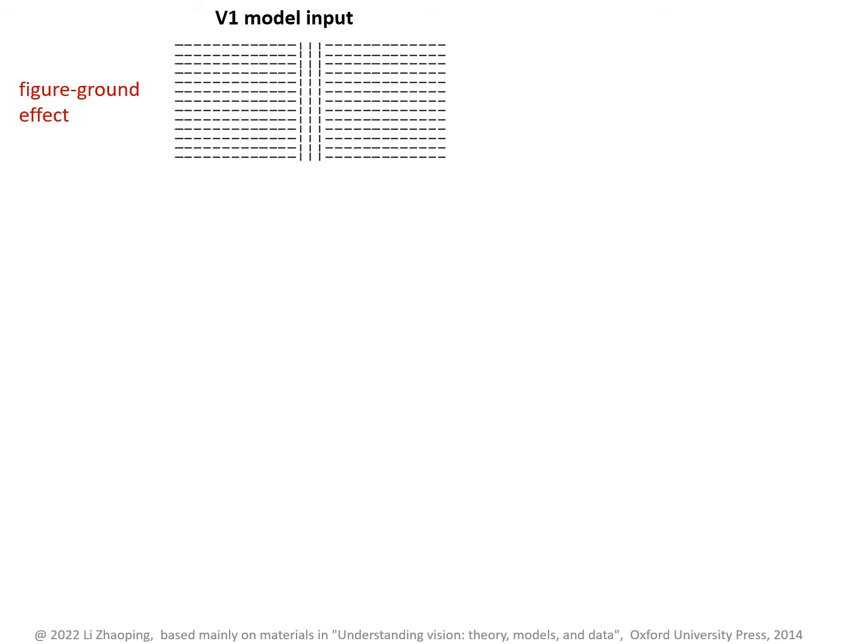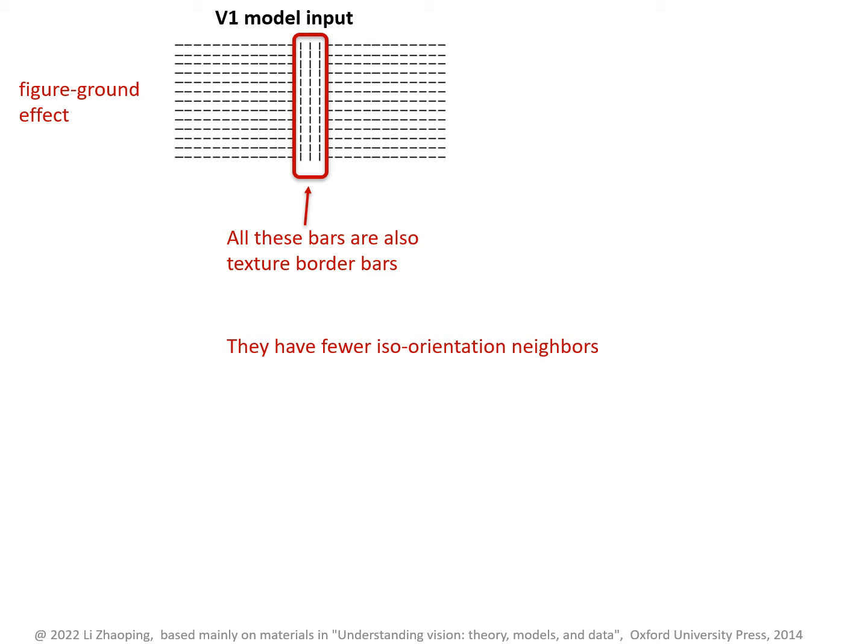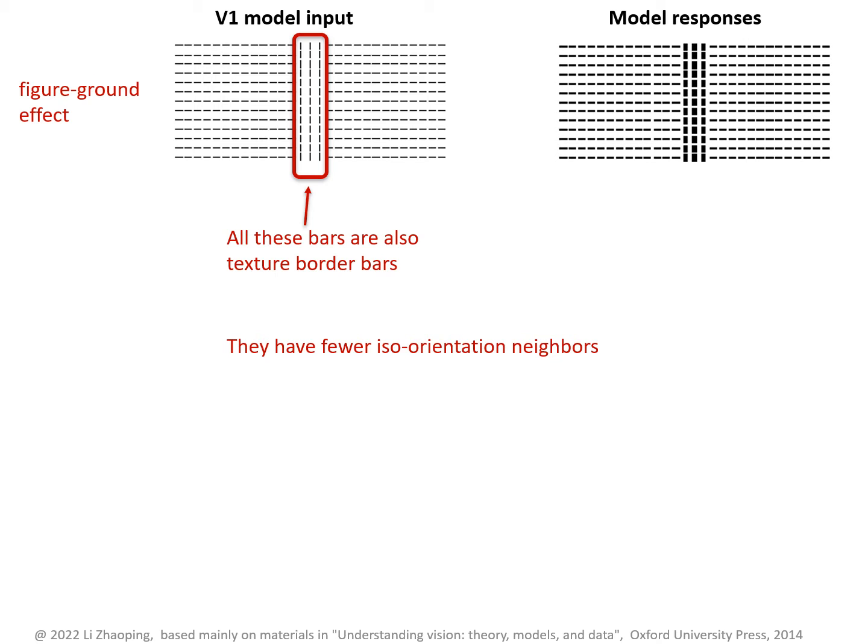This image contains a figure texture region of vertical bars and a ground texture region of horizontal bars. The figure texture is so narrow that all its texture bars are also texture border bars, so they suffer less from iso-orientation suppression and evoke relatively higher responses in our model. And this is also observed in real V1, and this is called the figure ground effect.